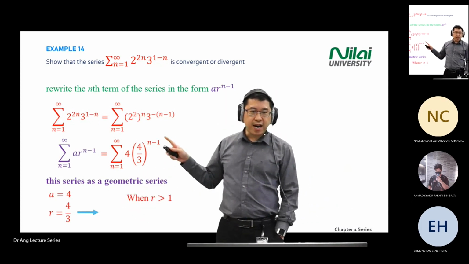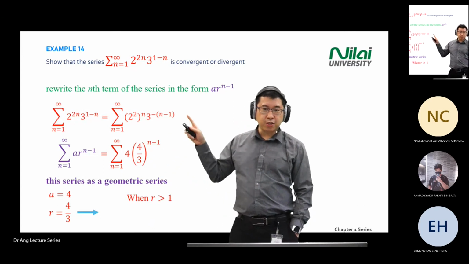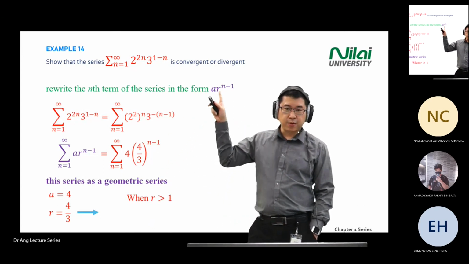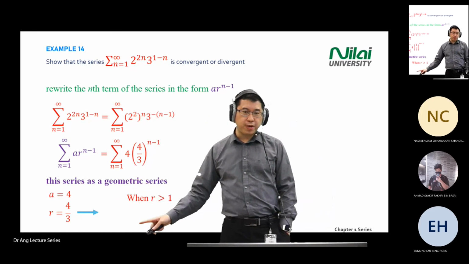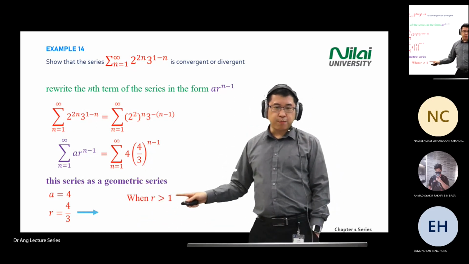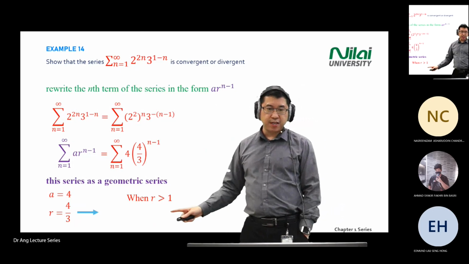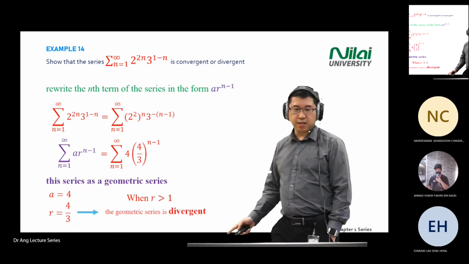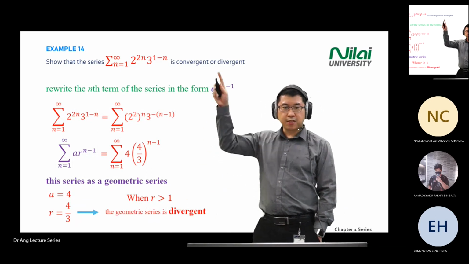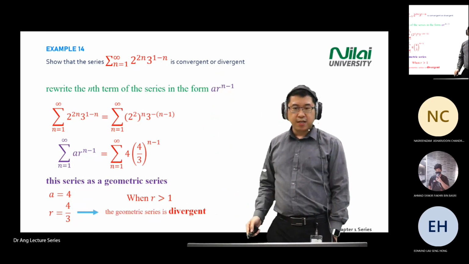r, you write r equals 4 divided by 3 because you compare this one and this one. Here, if I'm generous, I'll give you 2 marks. And to explain whether this is divergent or convergent, you look at your r. r is more than 1, so it is divergent. So this geometric series is divergent.